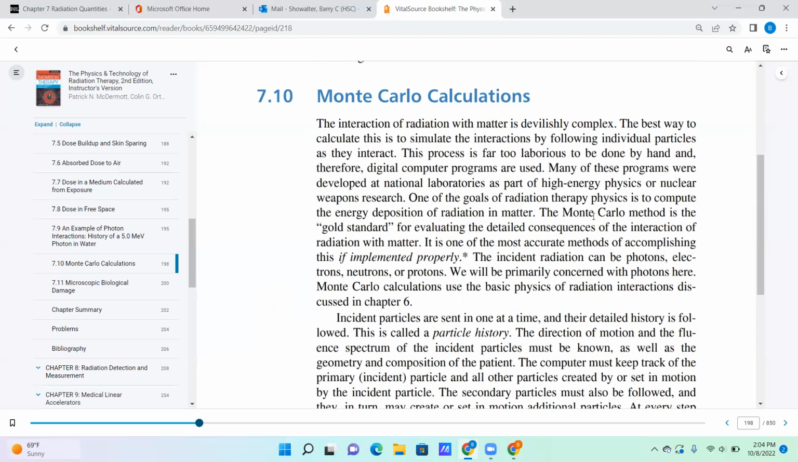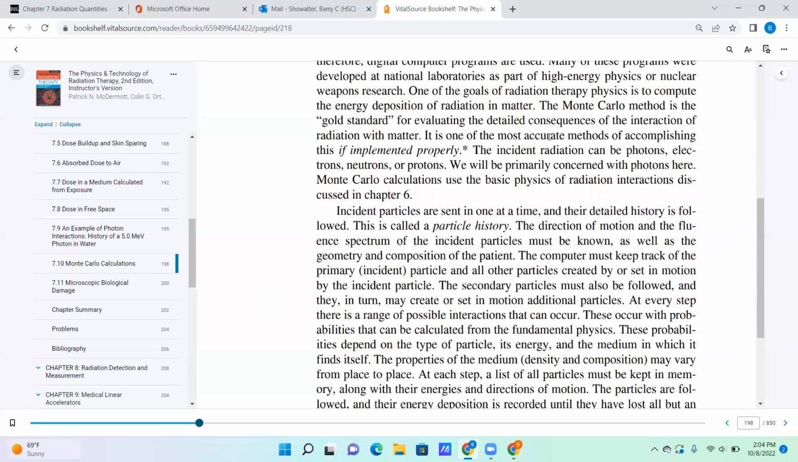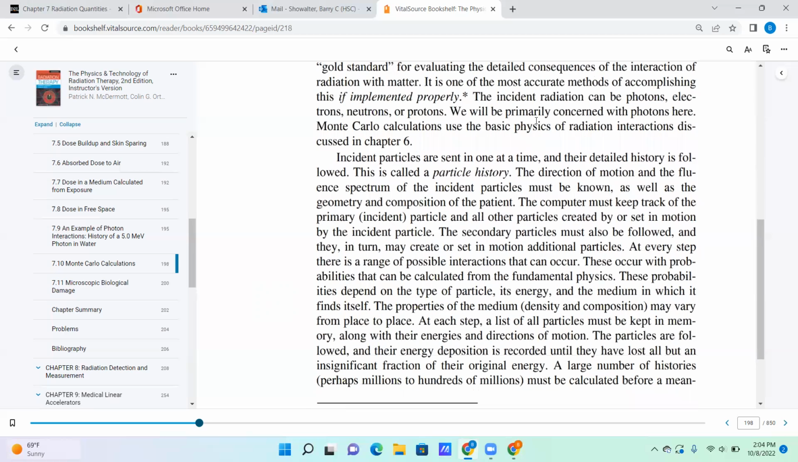So one of the goals of radiation therapy physics is to compute the energy deposition of radiation in matter. The Monte Carlo method is the gold standard for evaluating the detailed consequences of the interaction of radiation and matter. And it's one of the most accurate methods of accomplishing this if implemented properly. The incident radiation can be photons, electrons, neutrons, or protons, and we'll be primarily concerned with photons here.